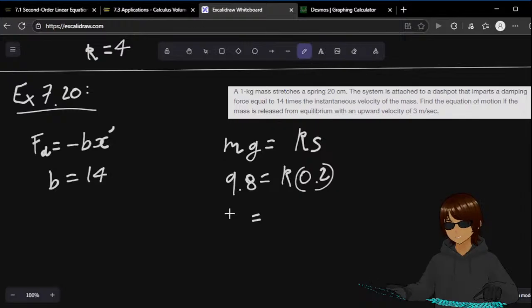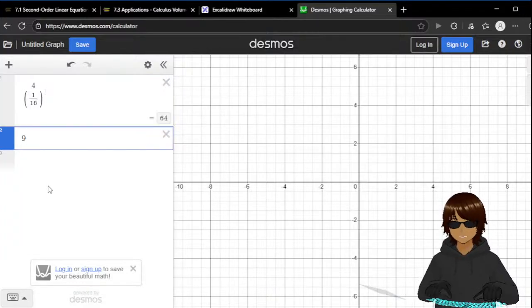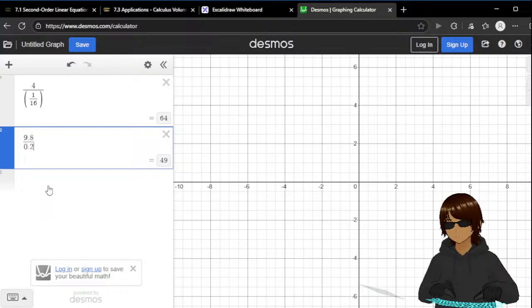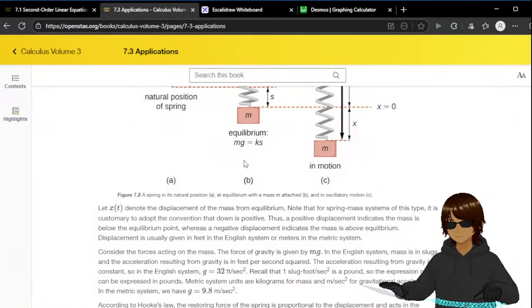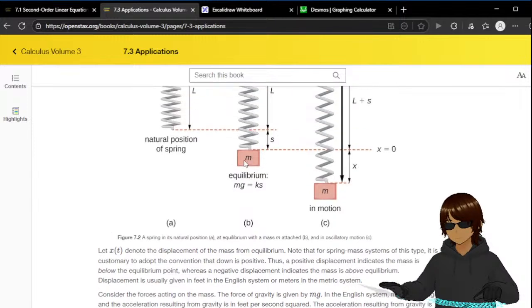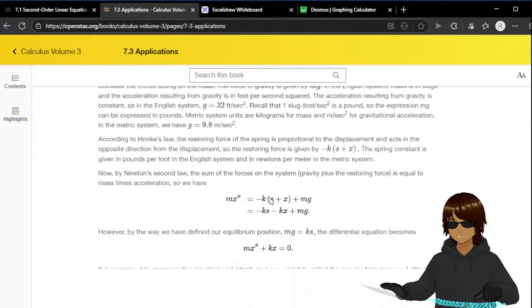Now k is 9.8 divided by 0.2, which is 49. K is 49. This force is the upward force. So the upward force is minus ks, right?